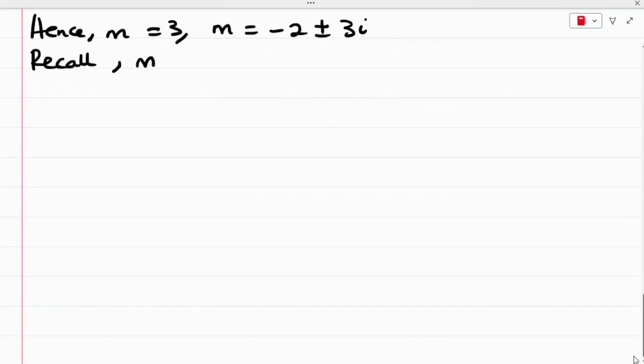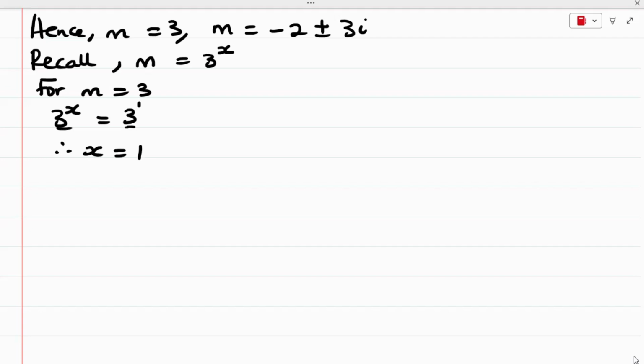So from here we're going to say recall that m is equals to 3 raised to the power of x. Okay, so we're now going to say for m equals to 3, we have that 3 raised to the power of x is equals to 3, and this is raised to the power of 1. So since the bases are the same, all we have to do is to equate the exponent. So therefore we have that x is equals to 1.